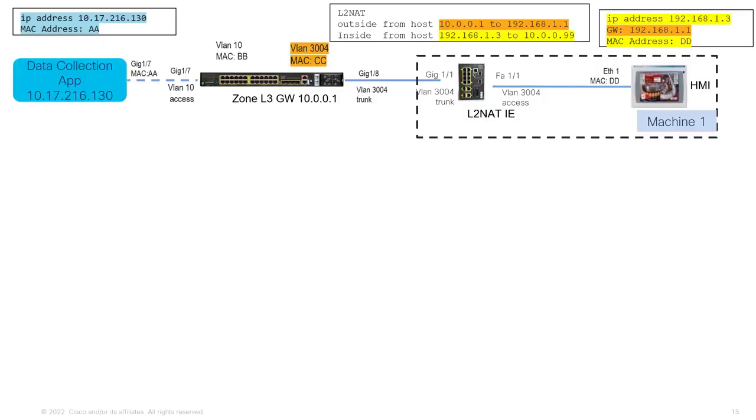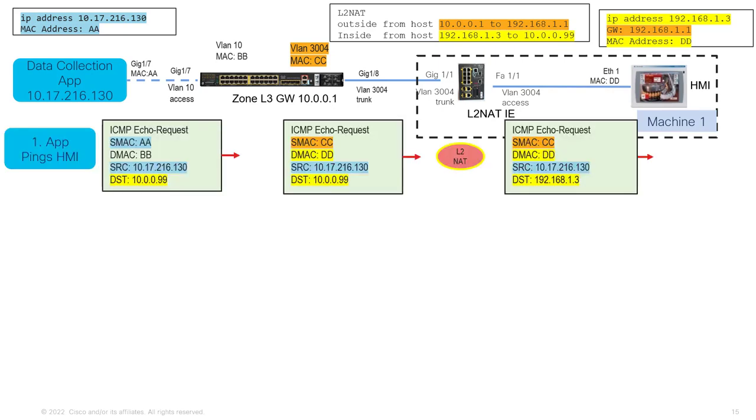So let's watch this in action. So we've sort of taken the same topology picture, we've moved some of the configuration up to the top so we can watch this work. So it starts with the application to collect data, wants to communicate with the HMI machine. In this case, it's going to send a ping request. Now, it probably wouldn't normally do that, but it doesn't really matter. We're just looking for how the translation works. And note that when it gets to the zone layer 3 switch, it's routed, so the source and the destination MAC address change.